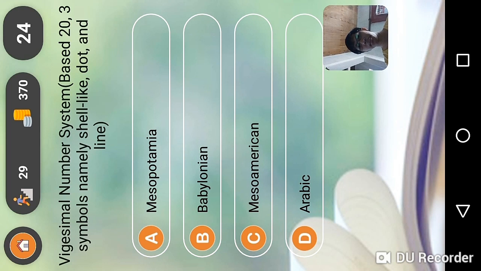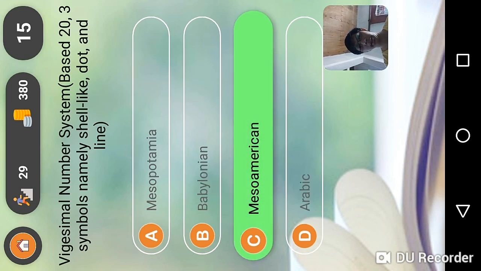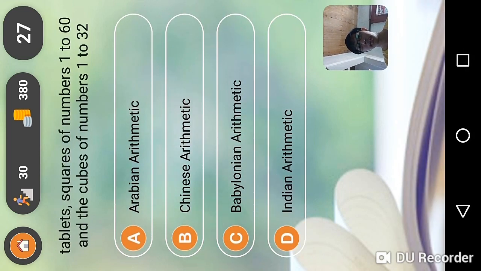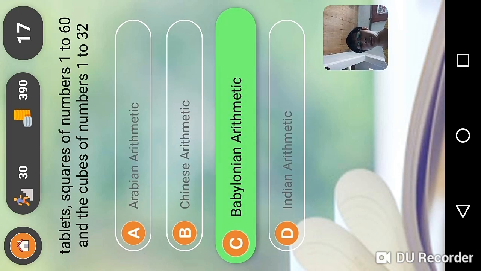Vigesimal number system, base 20. Three symbols, namely shell, dot, and line. Base 20 sa Mesoamerican. Tablets, squares of numbers, 1 to 60, and the cubes of numbers, 1 to 32. Ito ay sa Babylonian arithmetic.